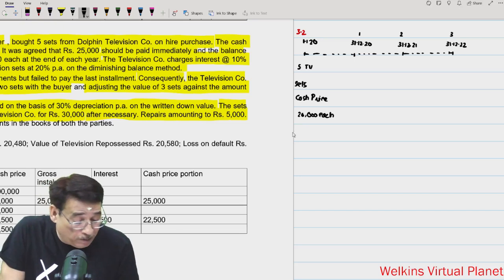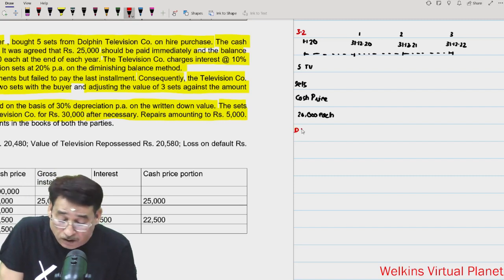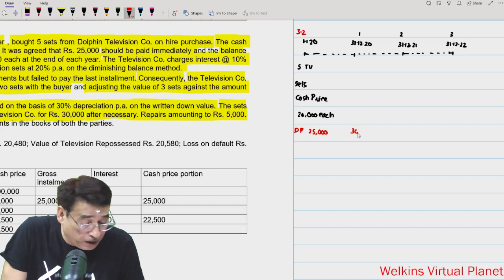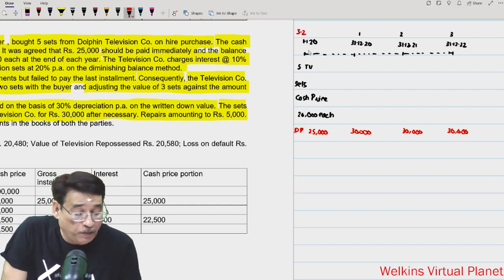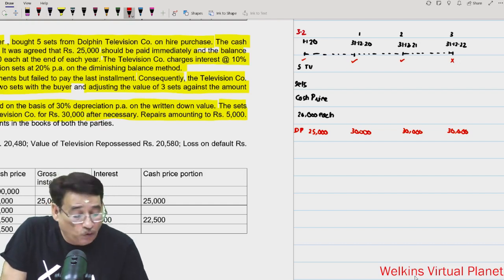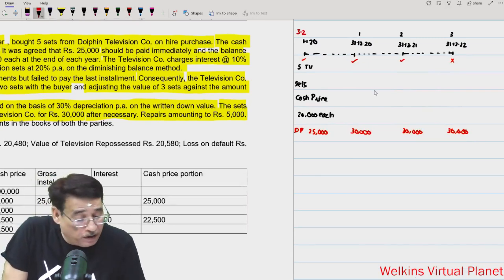after the down payment, the down payment amount was, I think, 25,000. The question had stated that for the three more installments we are supposed to pay 30,000, 30,000, and 30,000. Further, as we read earlier, the down payment has been paid, the first installment has been paid, the second installment has also been paid, but on the third installment, default has been committed. Correct?